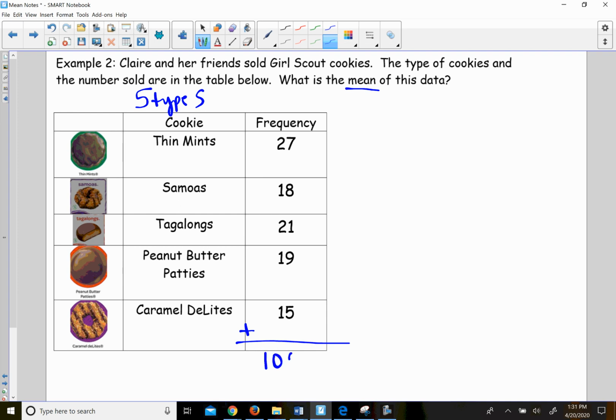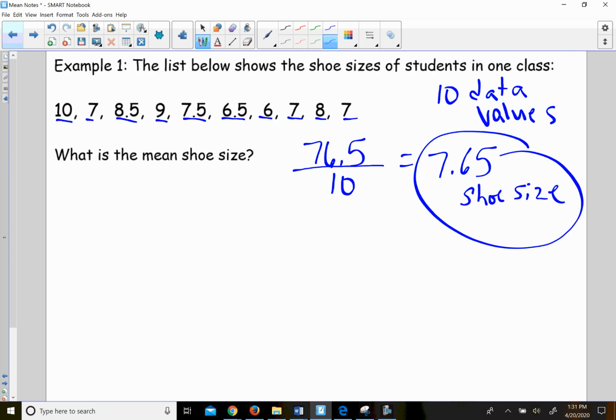Nice job, girls. So the mean is to add them all up, which is 100, and then divide by the 5 types of cookies. So how many numbers do we have? We had 1, 2, 3, 4, 5 numbers. You notice in this one, I'm showing the division the old-fashioned way, how you learned it in 3rd grade. And in the last one, I showed that division as a fraction. They're both saying the same thing, right? The fraction bar means to divide.